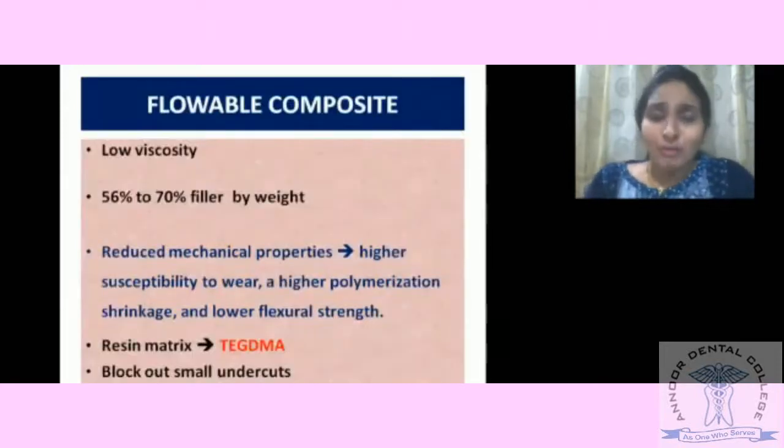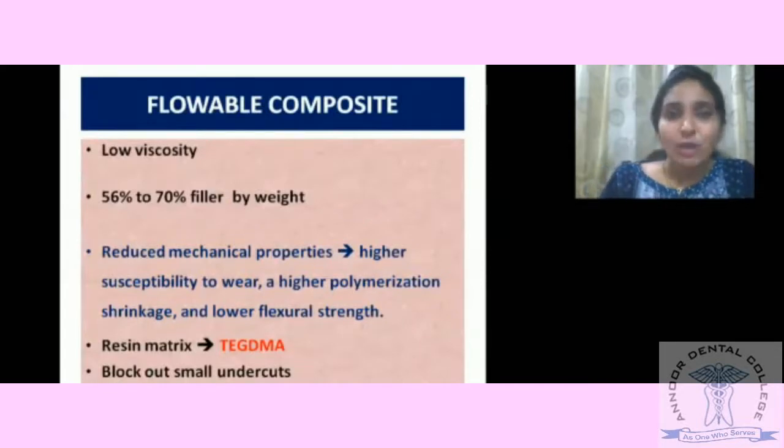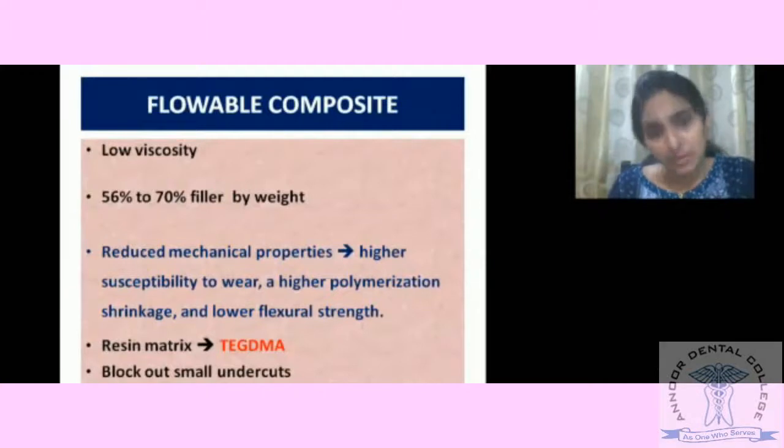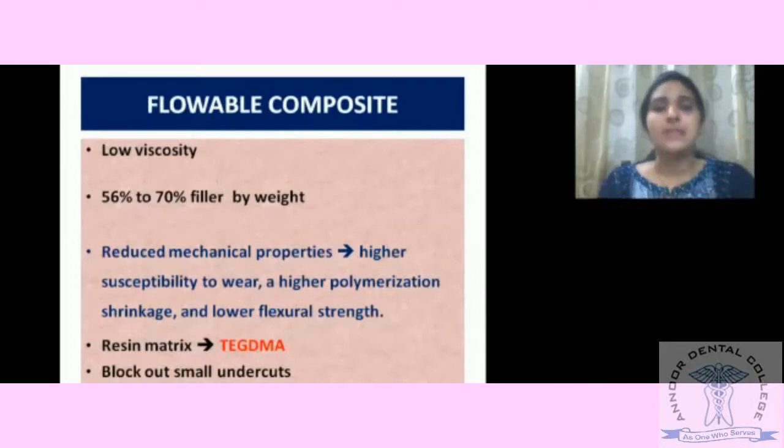Moving on to flowable composite. As the name indicates, flowable composite has lesser filler content and low viscosity. Since the filler content is very less, that is 56 to 70%, it has reduced mechanical properties, high susceptibility to wear, a higher polymerization shrinkage, and low flexural strength. And the resin matrix includes TEGDMA.